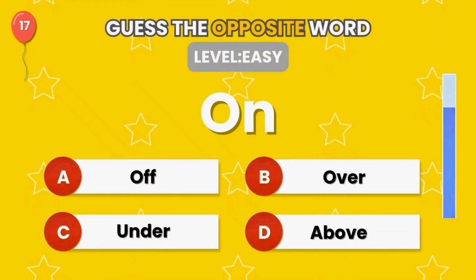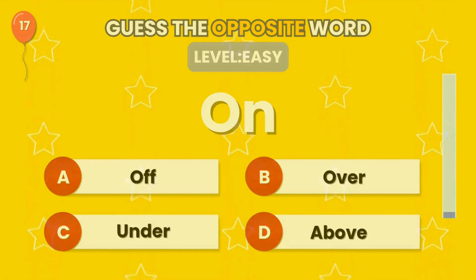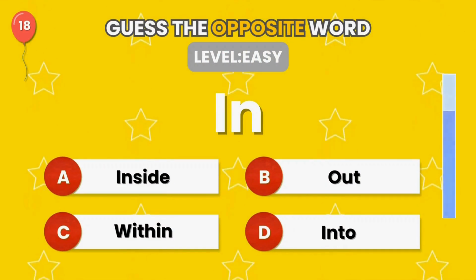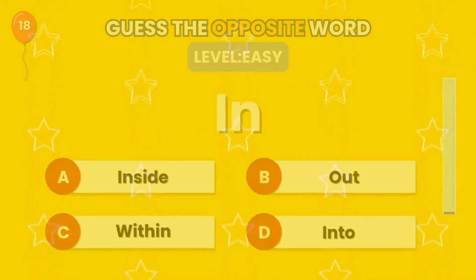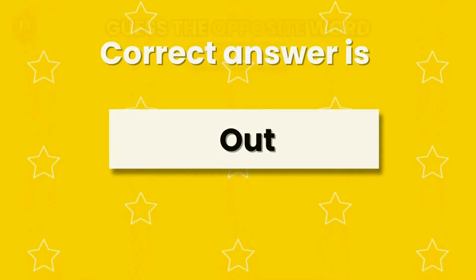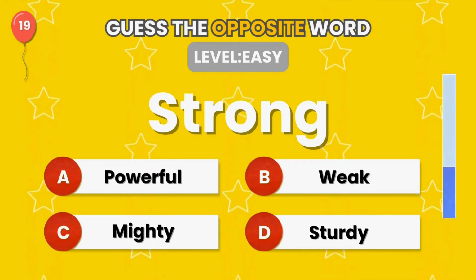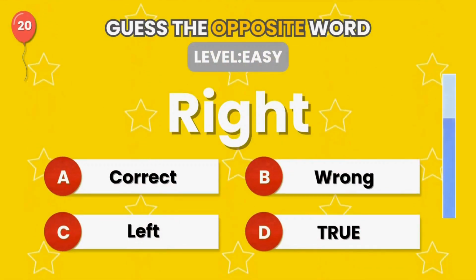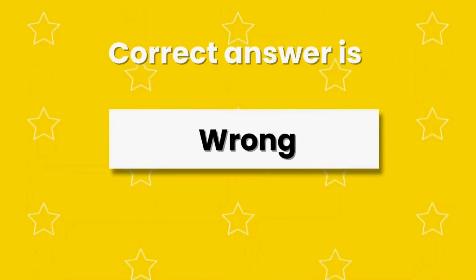Opposite word of on? Up. Opposite of in? Out. What is the opposite of strong? Weak. Opposite of right? Wrong!